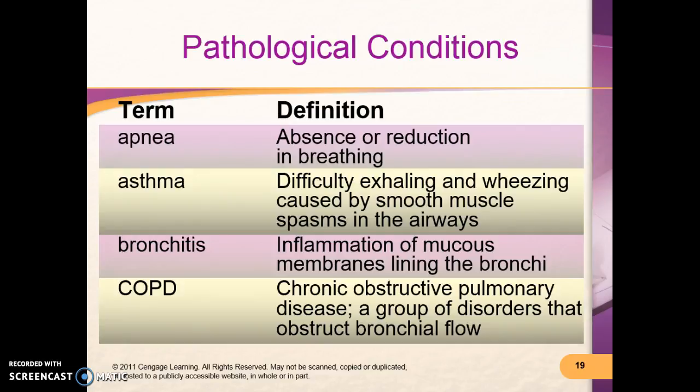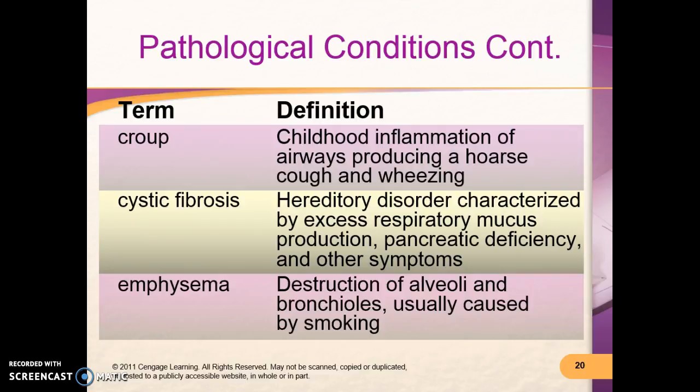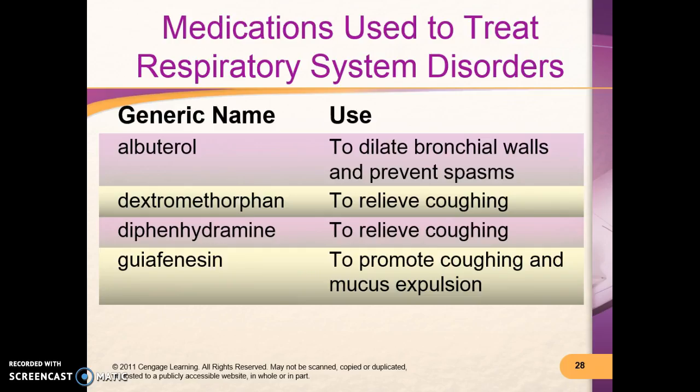Asthma is another very, very common respiratory condition, as well as bronchitis, COPD. These are all things that you're going to run across in the pharmacy. Croup, cystic fibrosis, emphysema. And so as you look through these conditions and learn more about them, then you're also going to be looking at the different medications that are used to treat some of these things. So albuterol is a great example of something that we use for asthma. Typically it's used in our rescue inhalers for those people who are asthmatic.